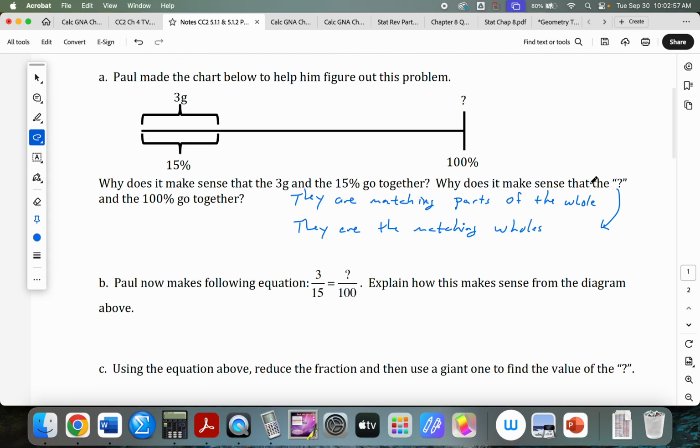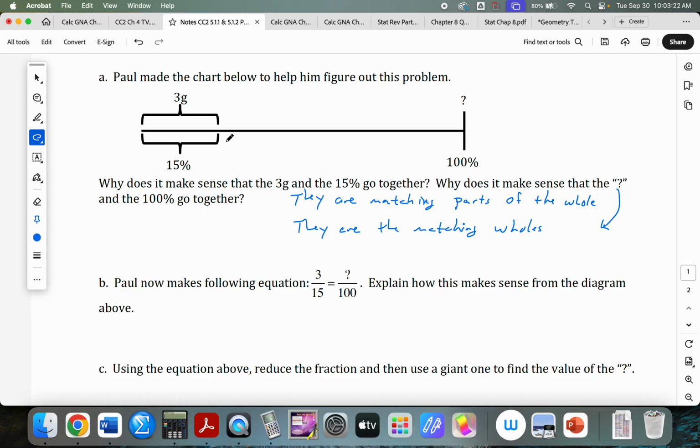The nice thing about this is if you set them up correctly, the equation is right there in front of you. 3 over 15 equals the question mark over 100 in this case. If you want to write the percents after the 15 and the 100, you can. I don't bother. It's not necessary.